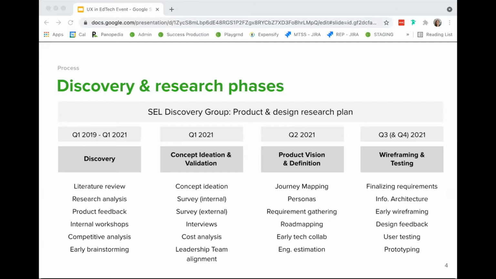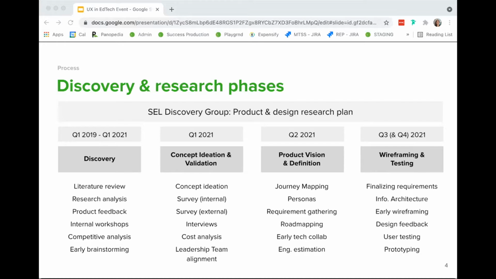But as you can see, over the last 4 or so quarters, we've been going through this process, starting with discovery. So that looked like literature reviews, research analysis, internal workshops, competitive analysis, and early brainstorming. And then that brainstorming really turned into more formal concepts, ideation and validation. So we sent out surveys. I'll talk more about that in just a second. And again, led interviews and had leadership team and alignment on our concept ideas.